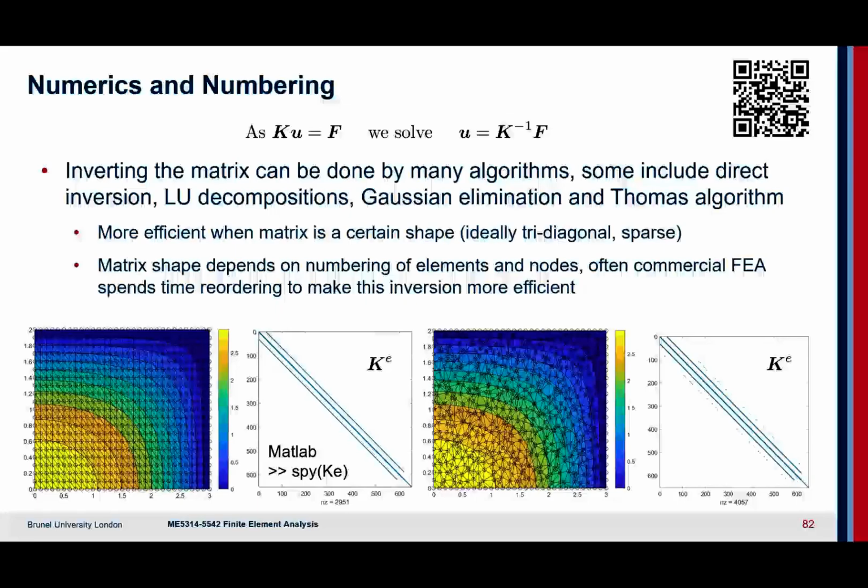So what you see in some commercial software is they actually spend time reordering the numbering on the elements. So I mentioned before how, depending on how you order it, you'll get a different matrix.